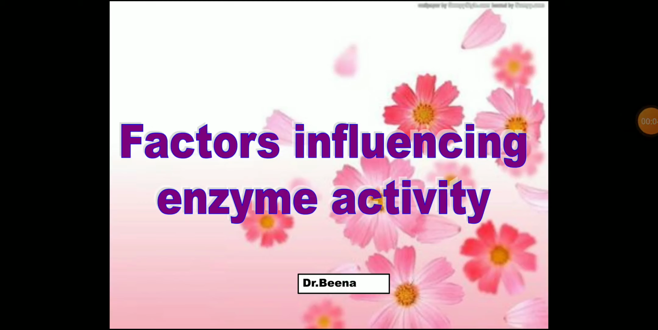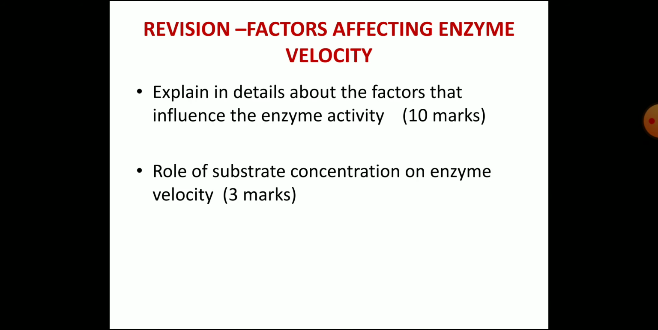Today we are discussing the factors influencing enzyme activity revision. So in this topic, two important questions came for the university exam. One, explain in detail about the factors that influence the enzyme activity. That is a 10-mark question. So this may again come as a 5-mark also. Then, role of substrate concentration on the enzyme velocity, that is again a 3-mark question. So it covers almost all the part of the factors affecting enzyme velocity.